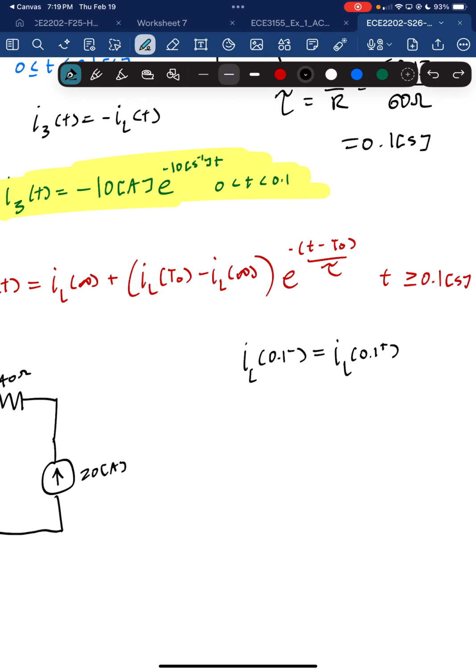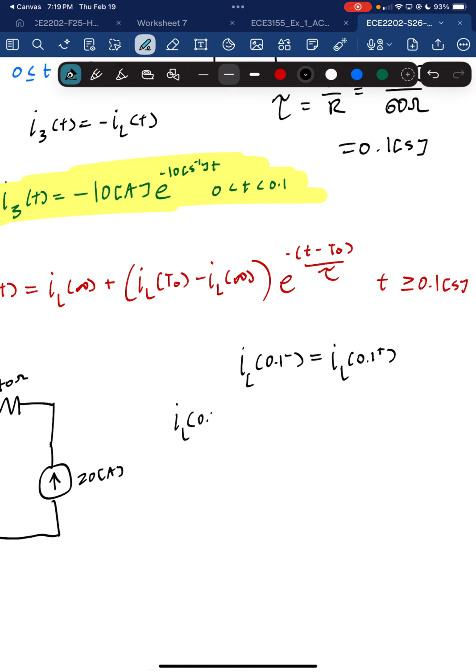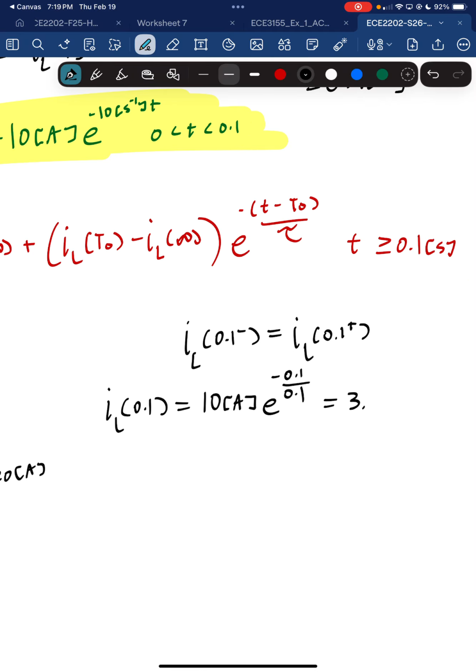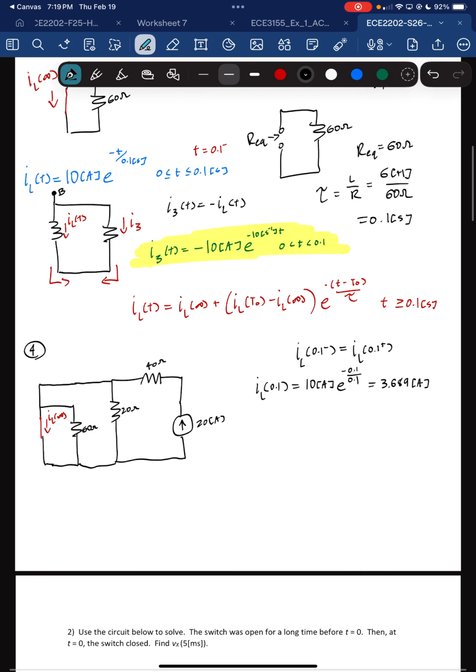So that's exactly what we're going to do. IL of 0.1 is equal to 10 amps e to the negative 0.1 over 0.1, our time constant, which is just 10 e to the negative 1, which is going to be 3.689 amps. All right, I know that's kind of a lot. Any questions at all?